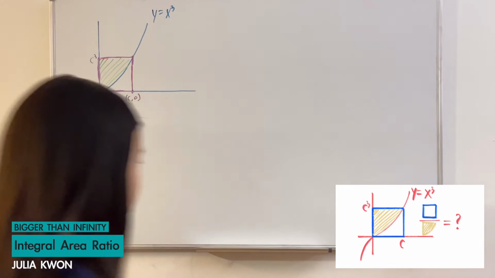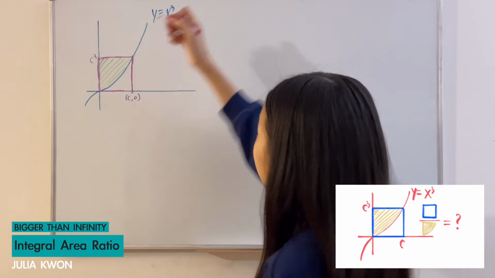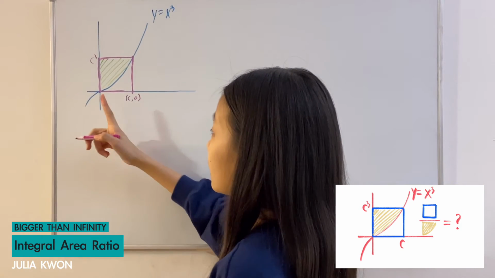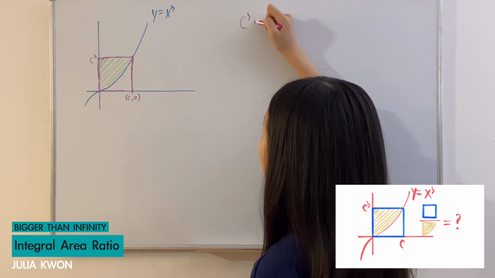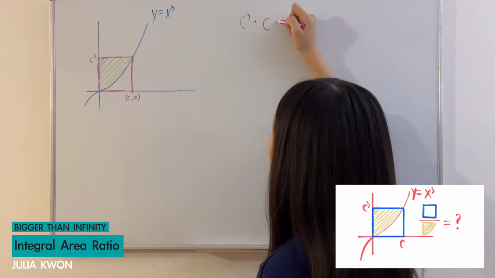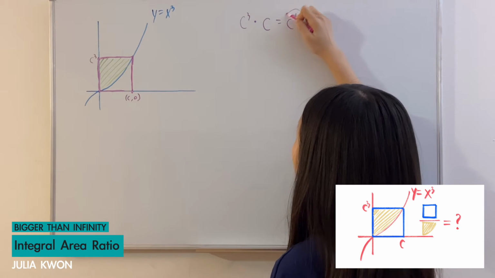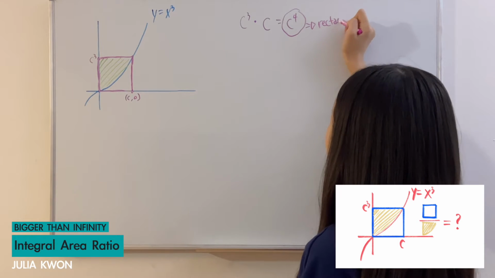First, I'll find the area of the rectangle, which would be length times height. The height is c to the power of 3, and the length is just c, and that's equal to c to the power of 4. So that would be our area of the rectangle.